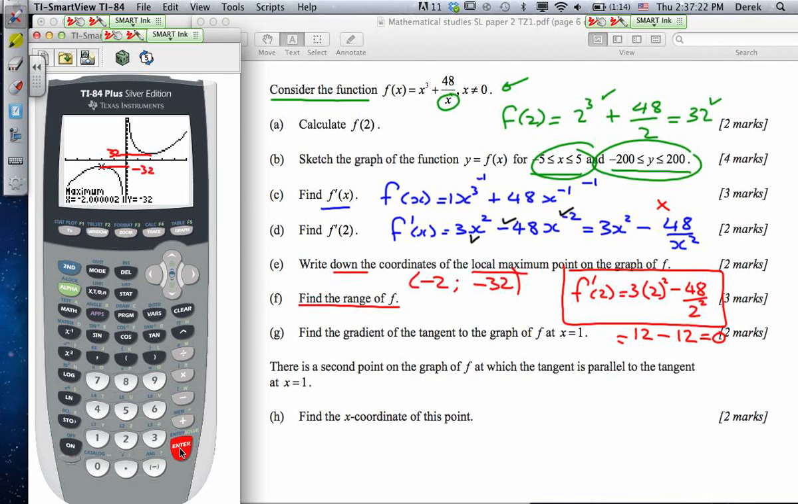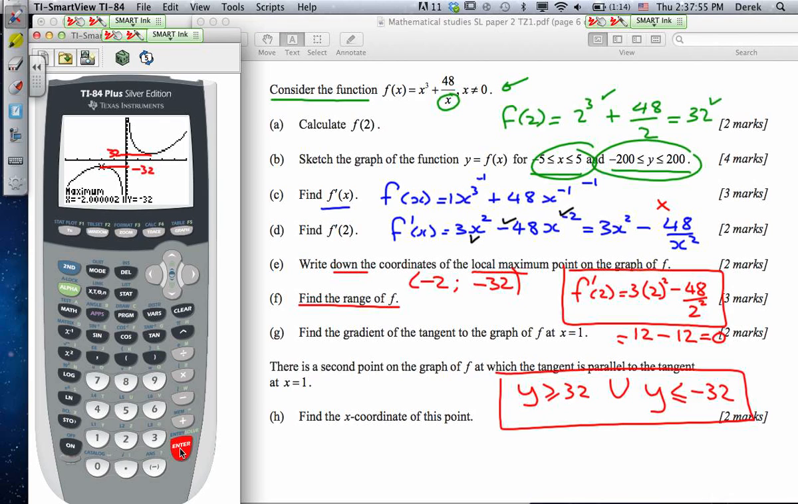So you're going to have the union, you're going to have y is greater than or equal to 32, and the union of y is less than or equal to negative 32. It's the combination of those two for your range. The range is from where to where on the y-axis.